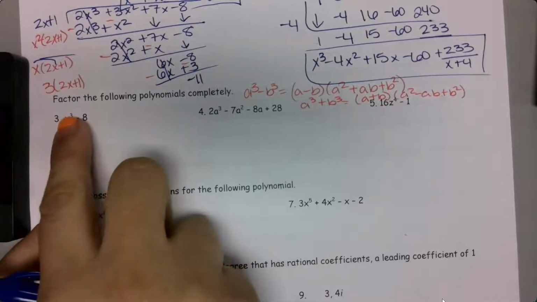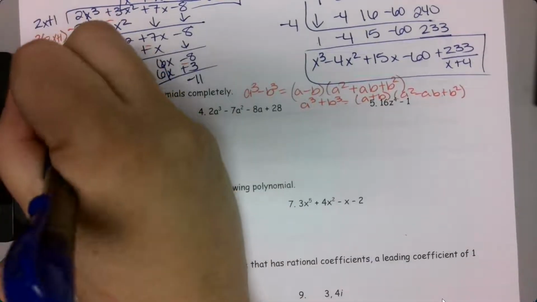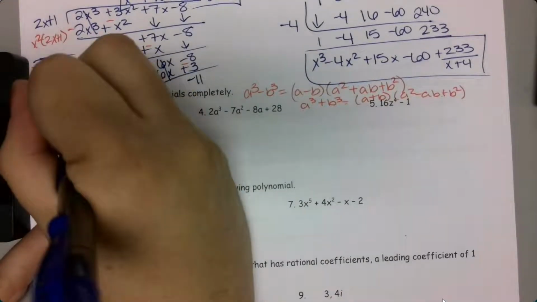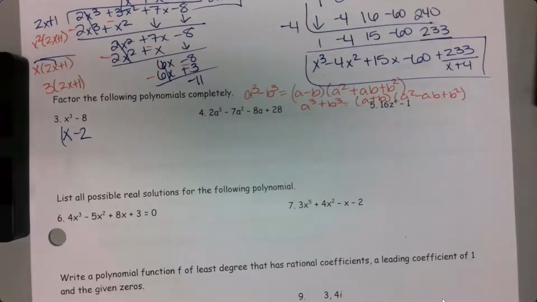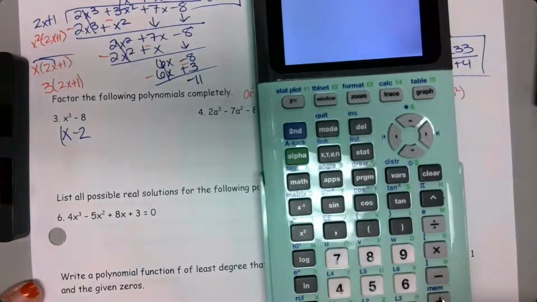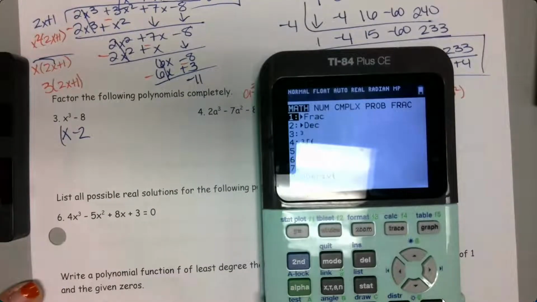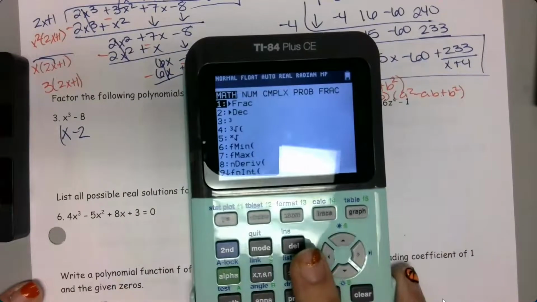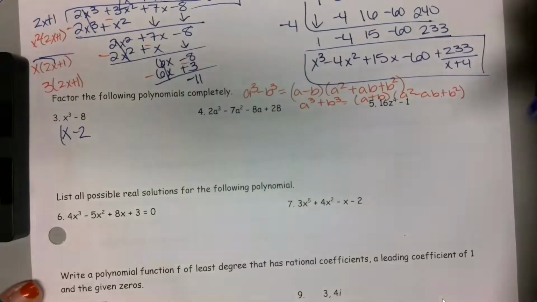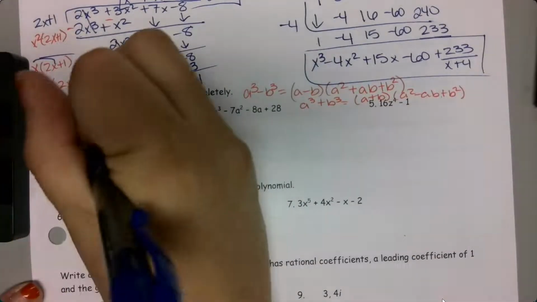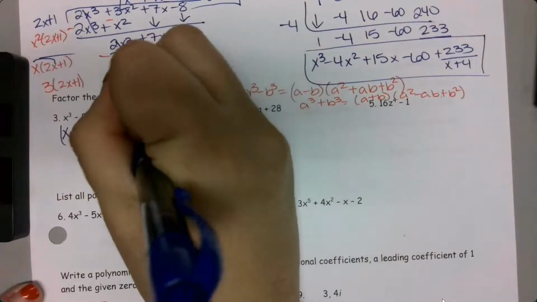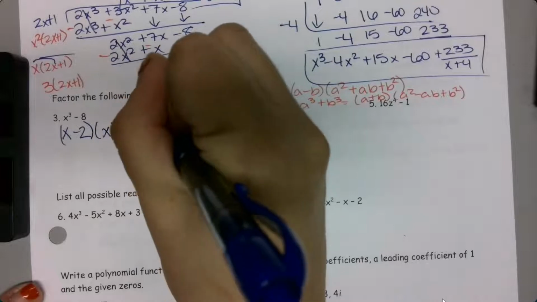So for this one, I want to find my cube root of x cubed and my cube root of 8. That is going to be x, and the cube root of 8 is 2. If I ever forget my cube roots on my calculator, I can go to math, and then choice 4 will give me the cube root. And then I type in my number, which gives me 2. Then I want to plug in, so I'm going to have x squared plus a times b, so 2x, plus b squared, which is 4.